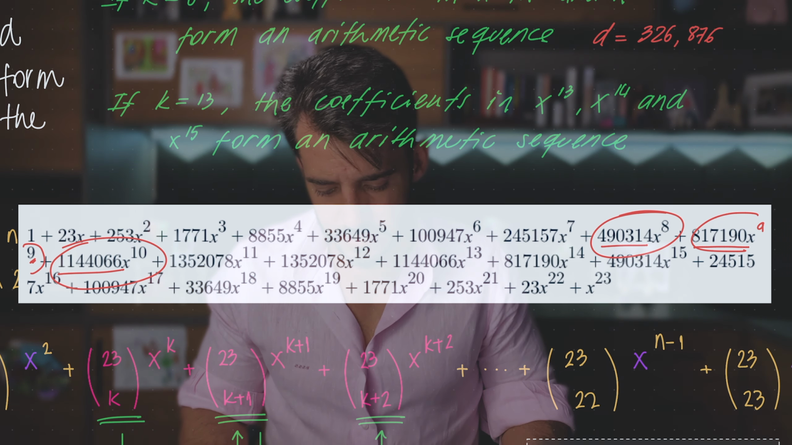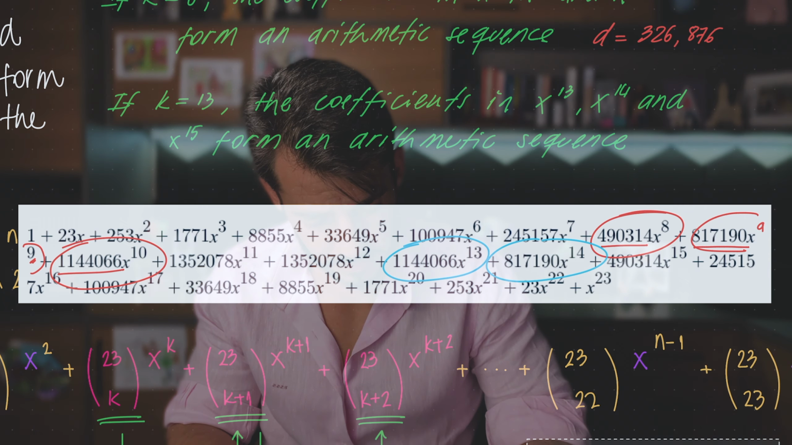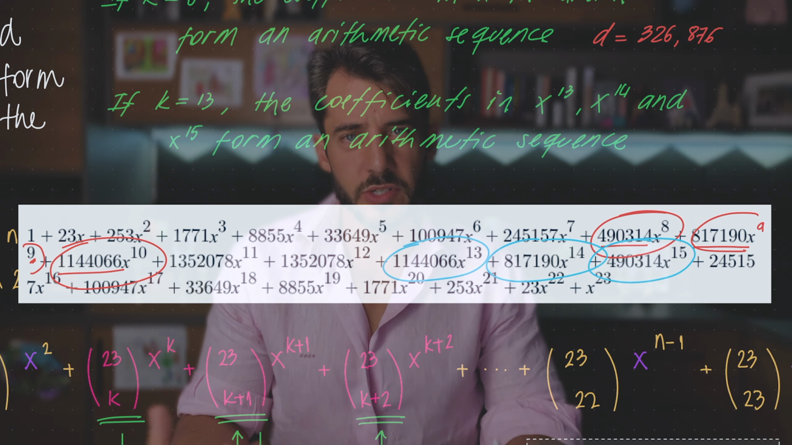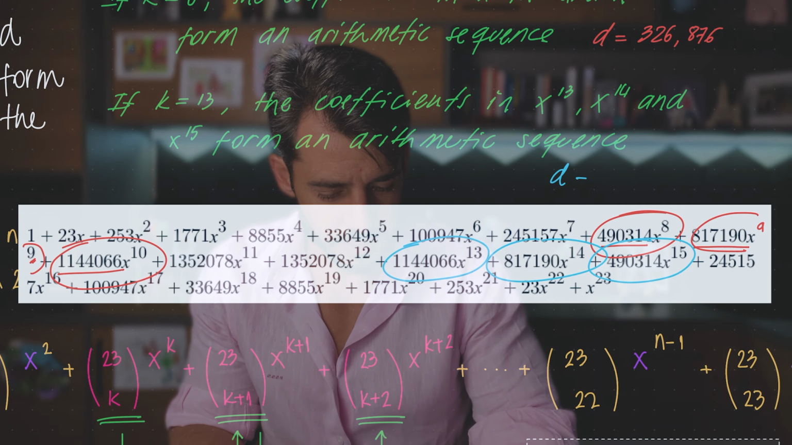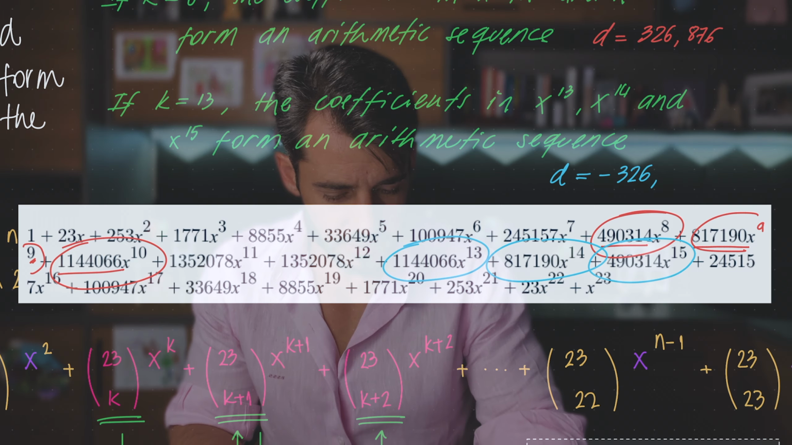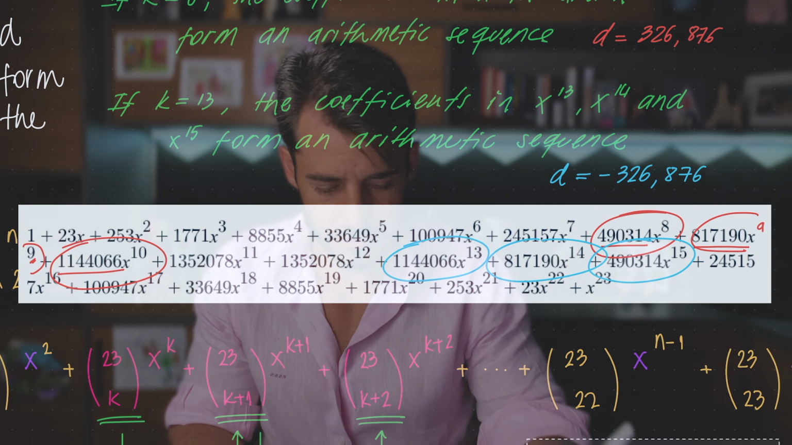326,876. And if you do the same with this, and this, first of all, you realize that the numbers are exactly the same, but in the opposite order. Therefore, the difference over here is negative 326,876. Now that is it.